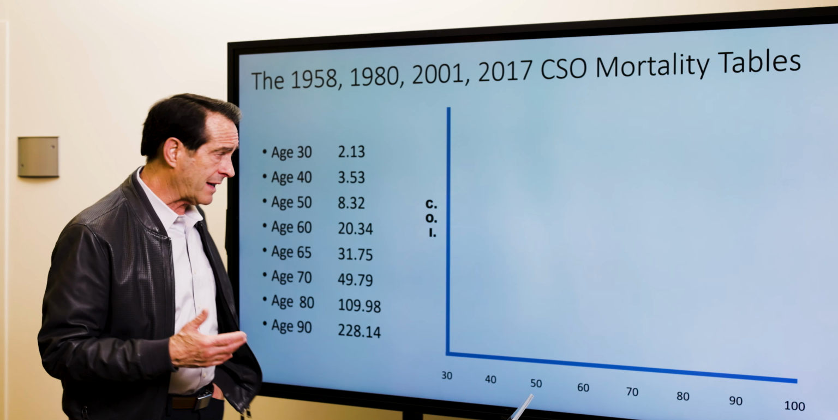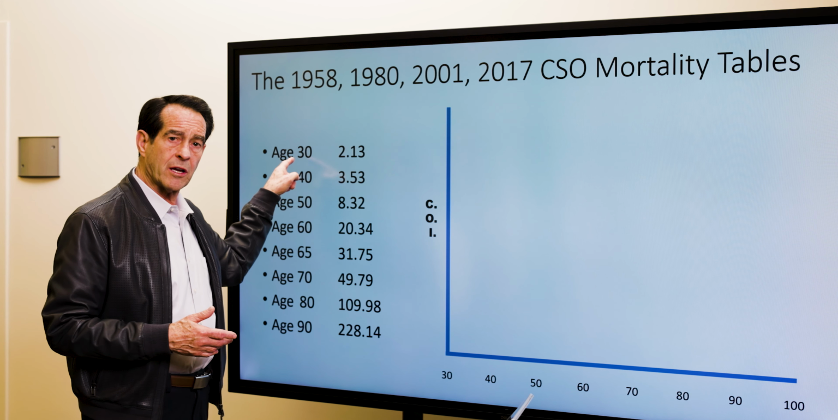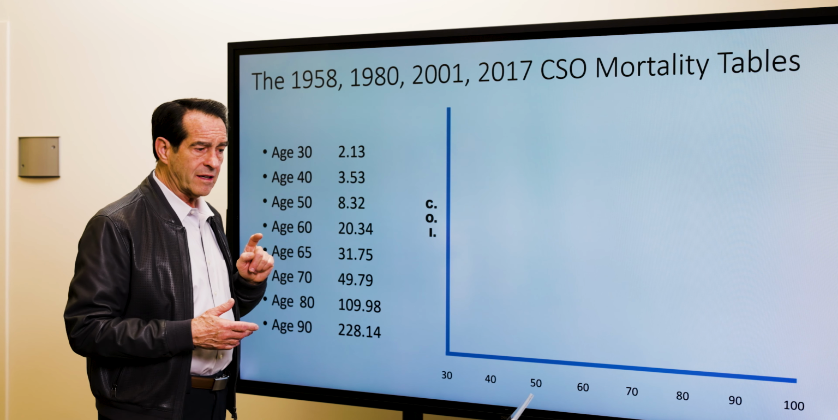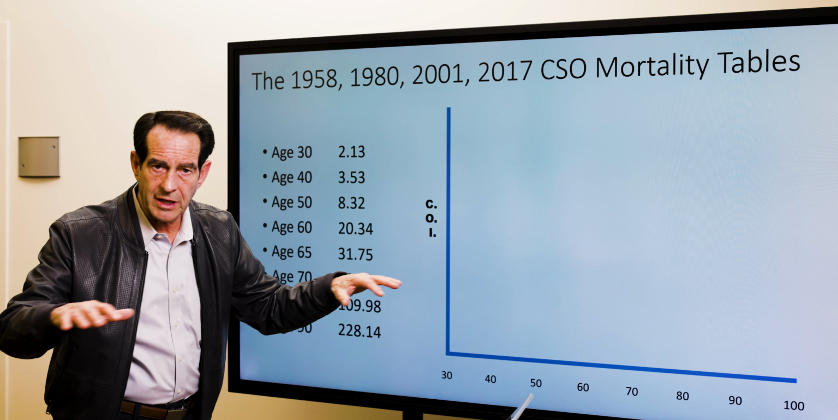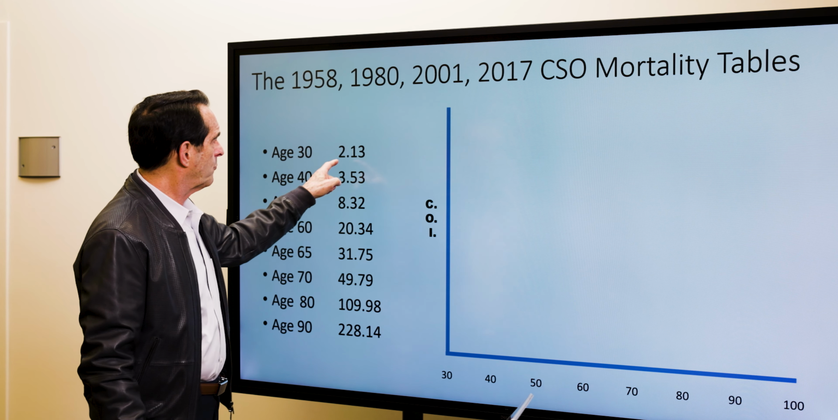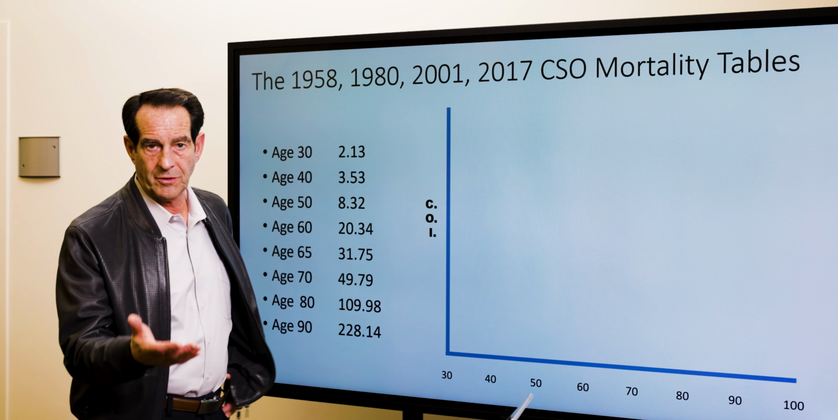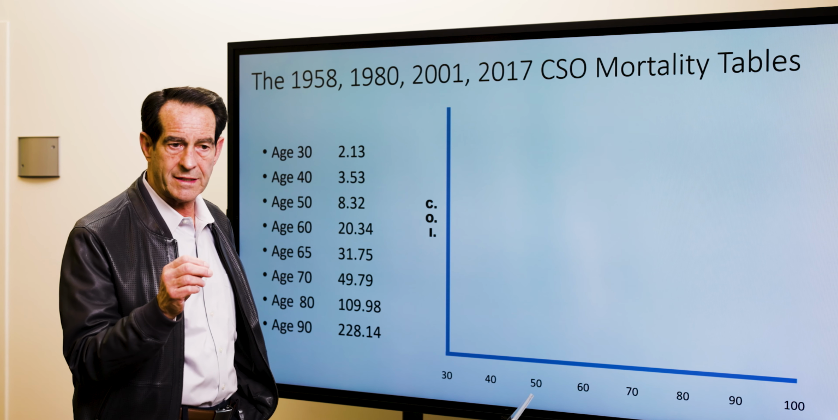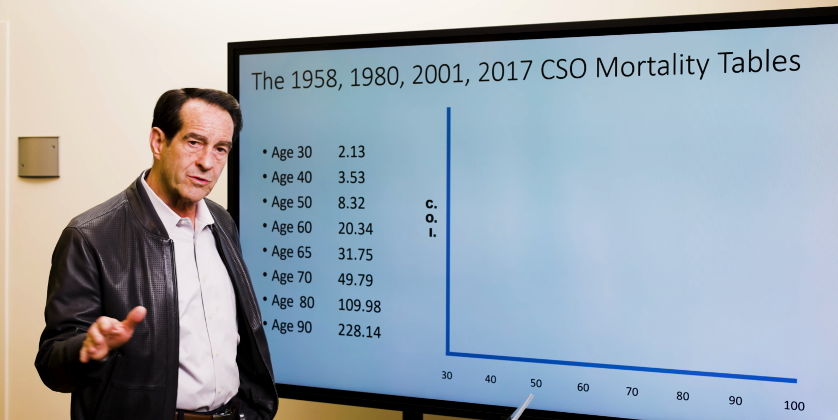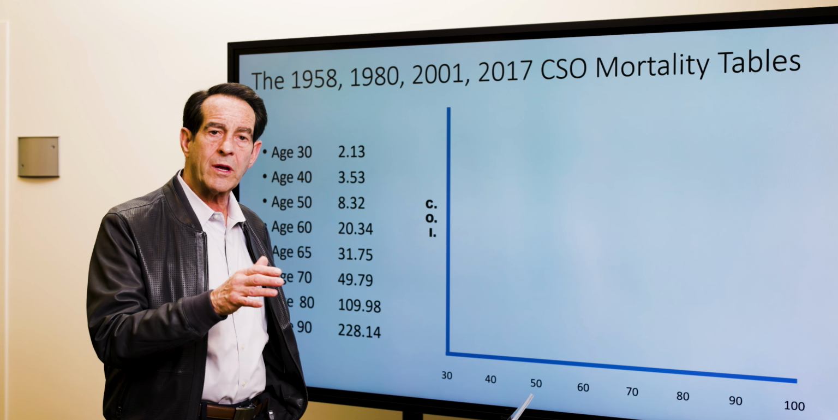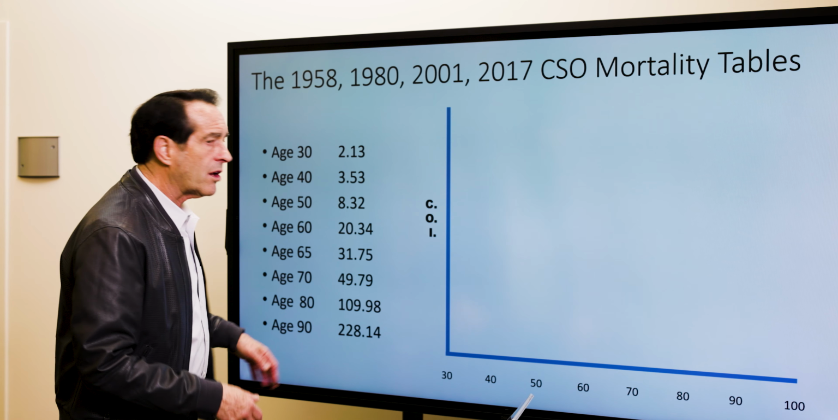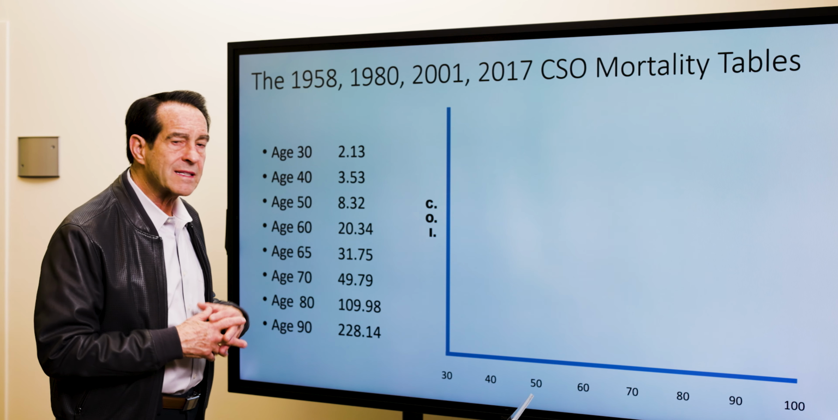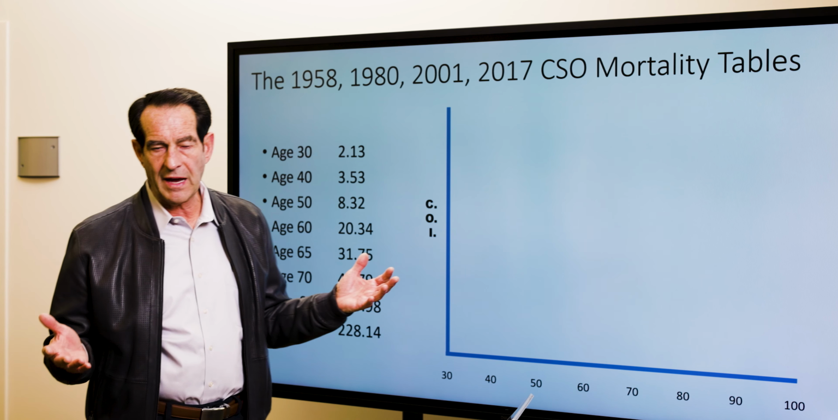And back then, for 30-year-olds, if you took 1,000 30-year-olds, 2.13 would die that year. So that's called the mortality rate. Out of every 1,000 30-year-olds in America, 2.13 would be dead at the end of that year, okay? So that's called the mortality rate. Why is that important? Well, let's simplify this.